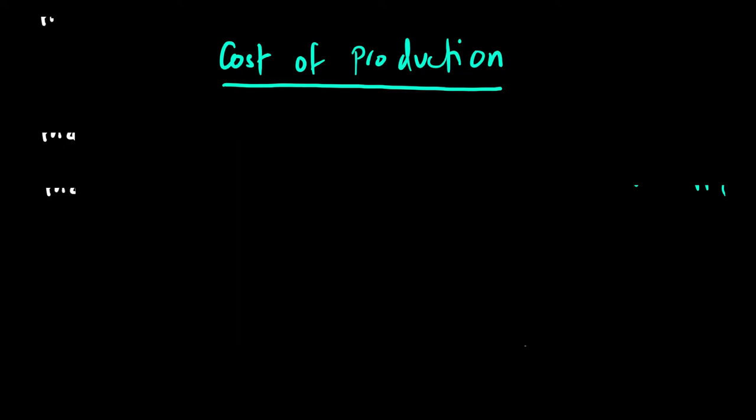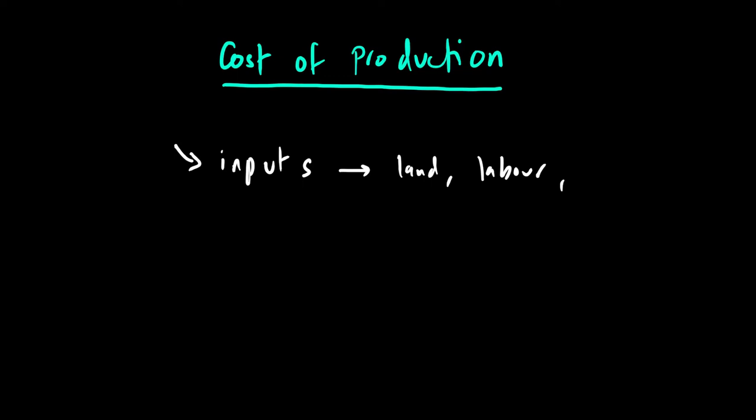Well, the first one could be your input prices. What are inputs? We discussed that earlier. Inputs are your land, labor, capital, and of course enterprise. These are the inputs that are required for production. So anytime there's a change in, for example, wage, or a change in rent, or a change in interest, that can result in the cost of production changing.